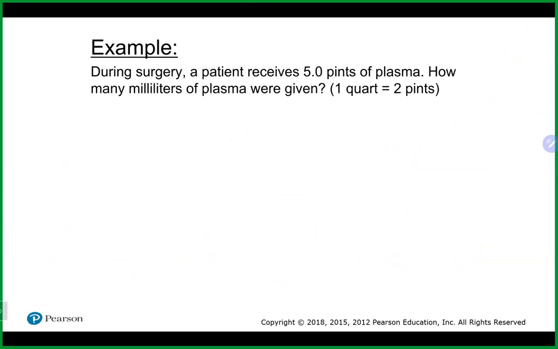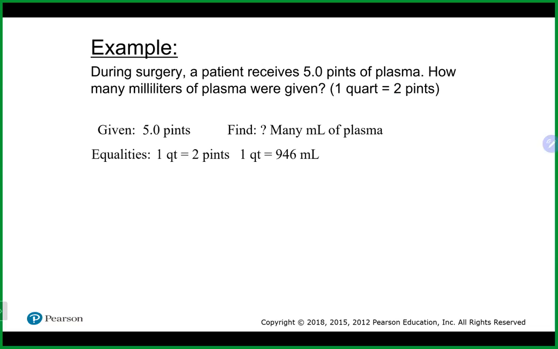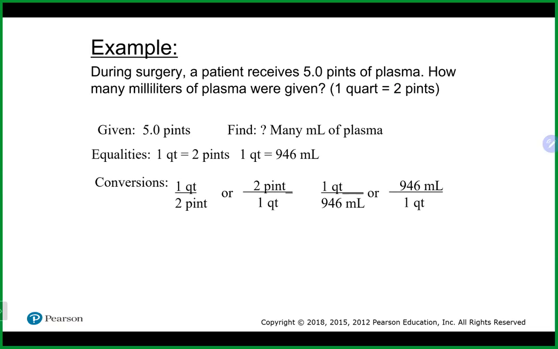Hope he agrees with me. Good. All right. A patient receives 5 pints of plasma. How many milliliters were given? Again, here's a few conversion factors and equalities that might be helpful. So take a moment here, figure out how many milliliters were given.